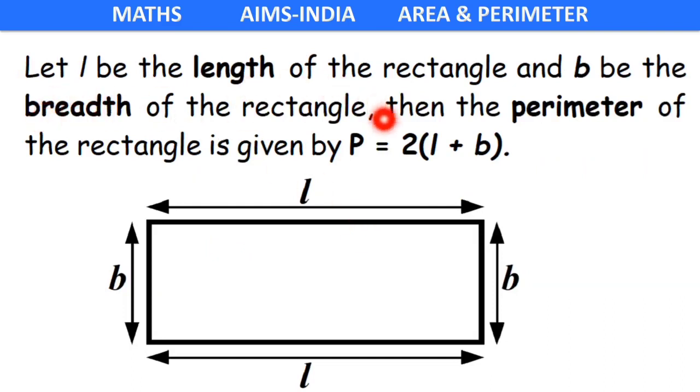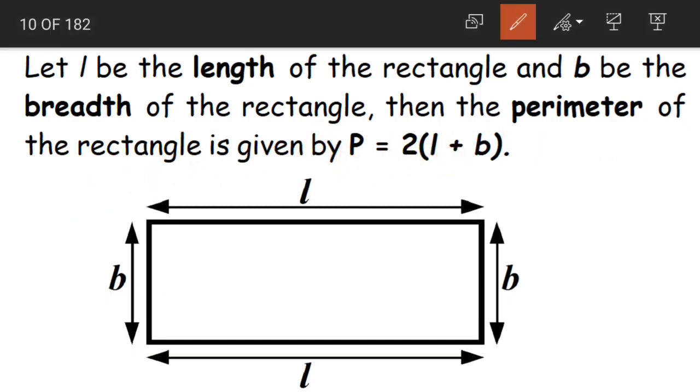Now let L be the length of the rectangle and B be the breadth of the rectangle. Then the perimeter of the rectangle is given by 2 into L plus B. Now the words length and breadth are big words, right?